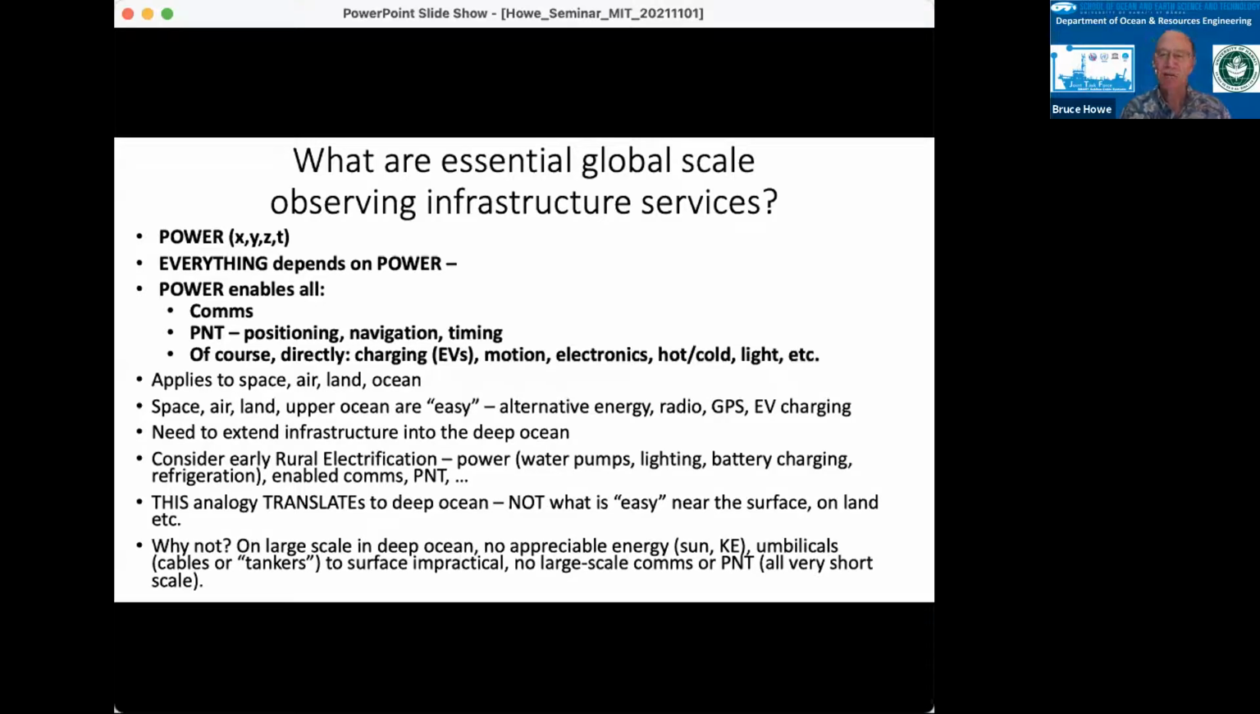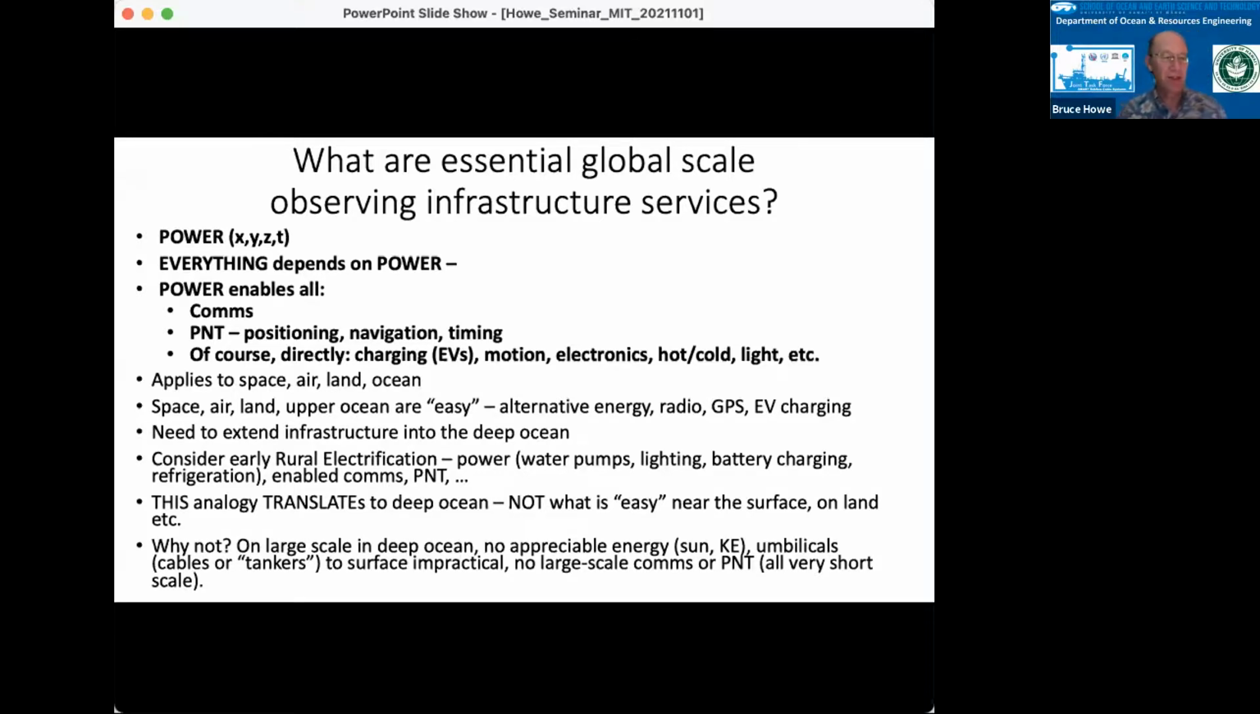And the first things they had were a fluorescent light and a radio. Then came a water pump, and then came a refrigerator. So, it's the same idea in the ocean of how do we provide this? And this translates to the deep ocean, which is not easy, like near the surface and on land. And so what's the difference?